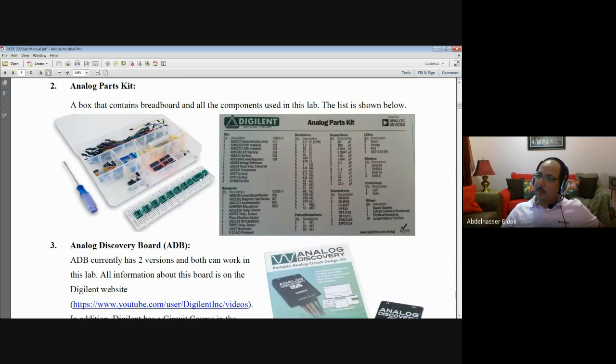You will find also this white board here, we call it a breadboard. You will find integrated circuits like this. You will find a screw like this, and so on. You will find also wires. So all the components that you need to make the circuits are in this box.